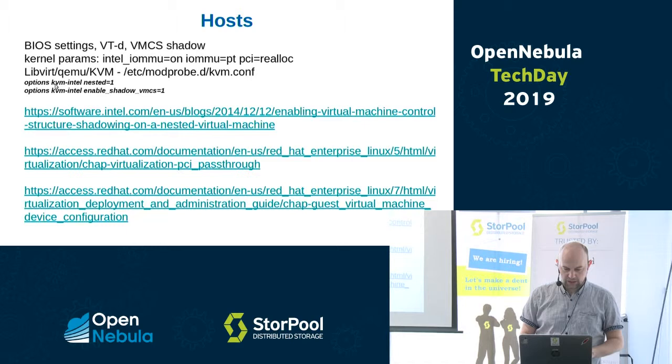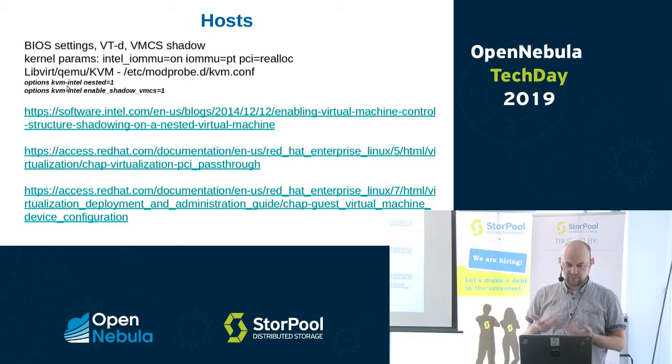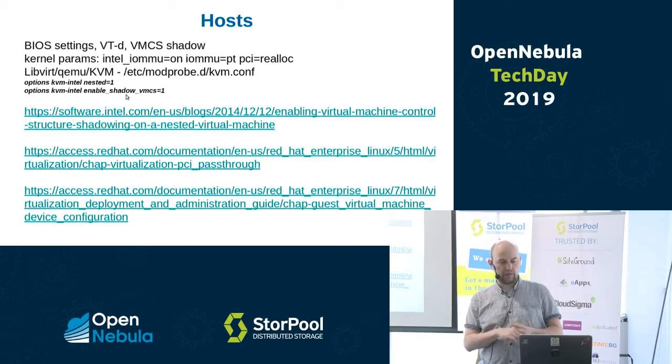There is a parameter for the KVM Intel kernel module, which is nested. It enables nested virtualization in KVM. And there's another parameter to enable shadow VMCS. Without that second parameter, it will work, but it's slower, right? It's a lot slower.